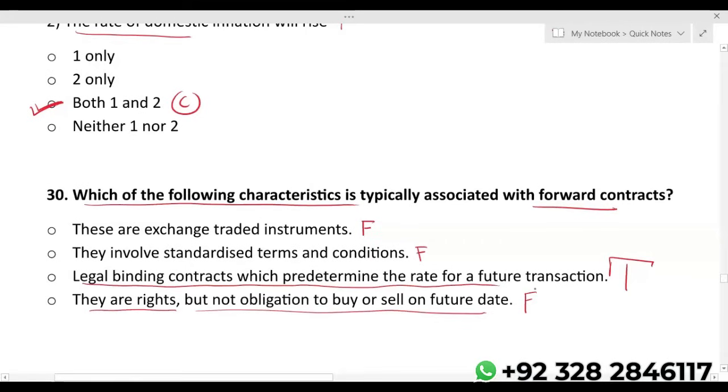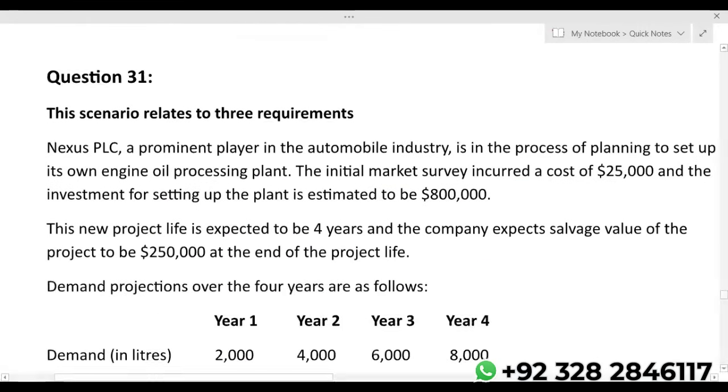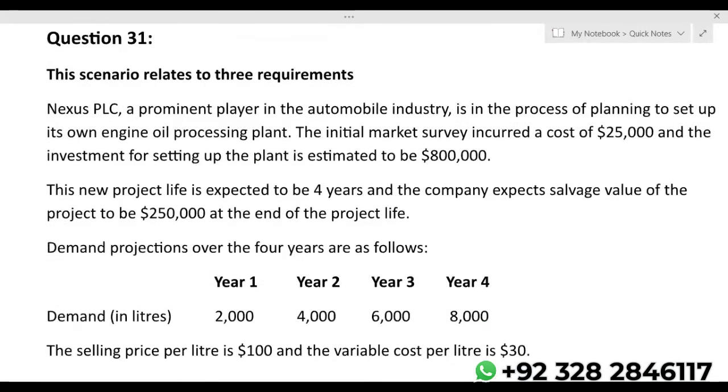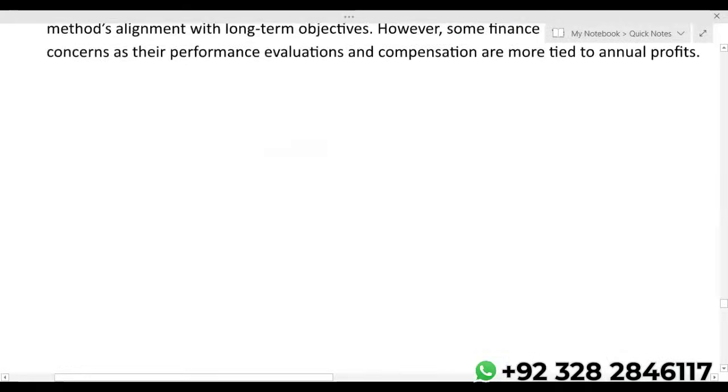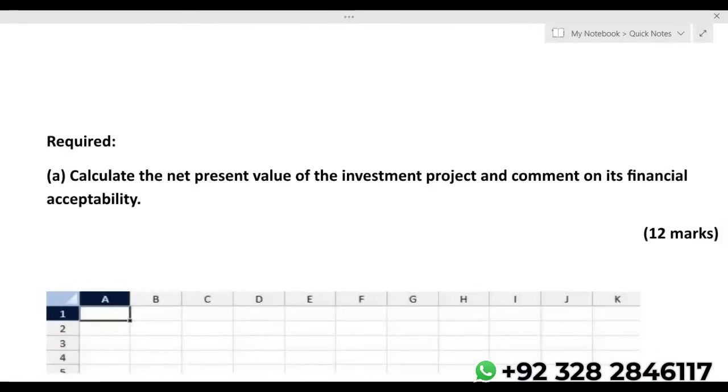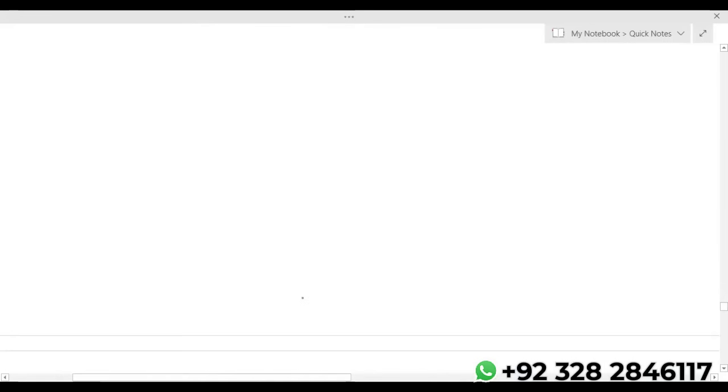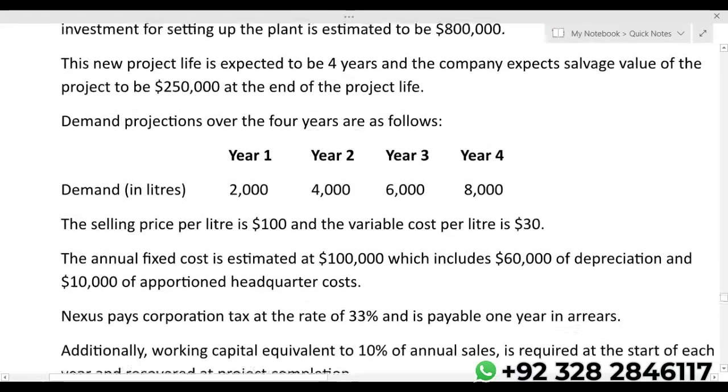Okay. Now, let me just give you a quick idea for part C as well. So, okay, as far as this first question is concerned, they're asking you to calculate the NPV of the investment. I'll just give you an idea that will 100% help you to solve the question.